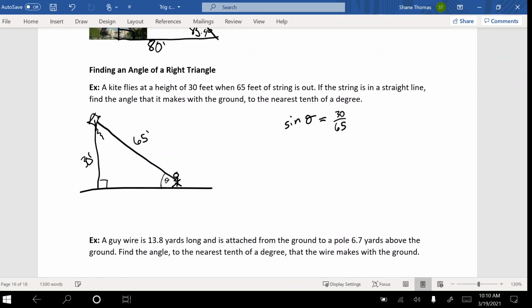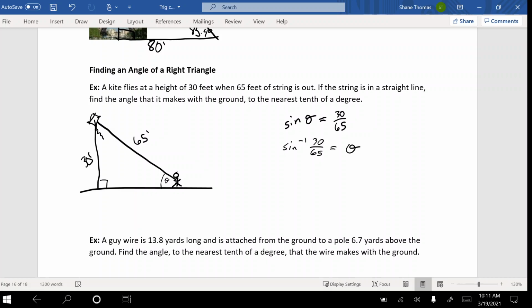Now, if you remember, we cannot just divide by sine here. Theta is attached to the sine function. We can't just divide by something like that. But based off of yesterday, I can rewrite this as the inverse sine of 30 over 65 is equal to theta. This is what we did yesterday. You can rewrite a sine into an inverse sine to get that theta by itself. Now it's saying what angle has this ratio of sine.